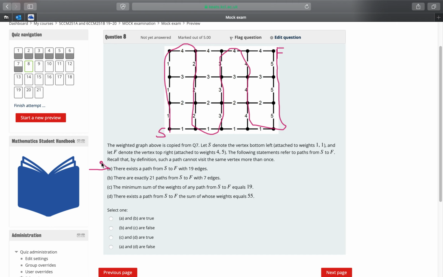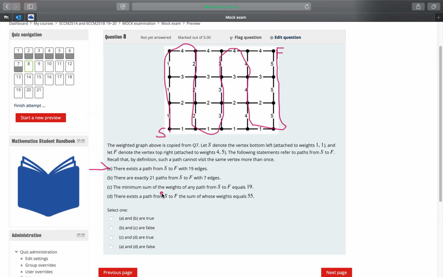It's easy. You just have to understand what the question's saying, then understand what a path is, then understand what an edge is. That's all you have to do to say that that is true. There are 21 paths from S to F with 7 edges. I showed you quite a few. I could explain in a moment why that's false, but understandably one might want to skip that one in this quiz. So let's skip that for the moment.